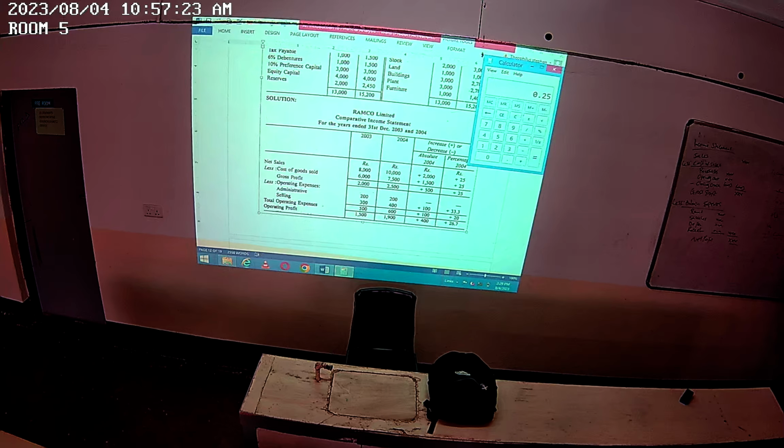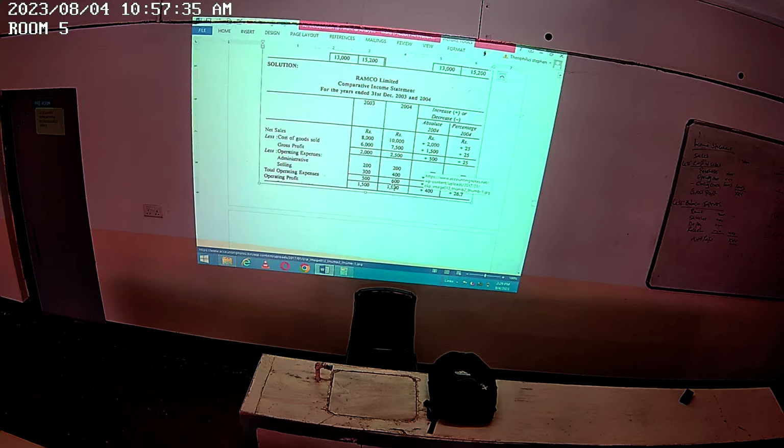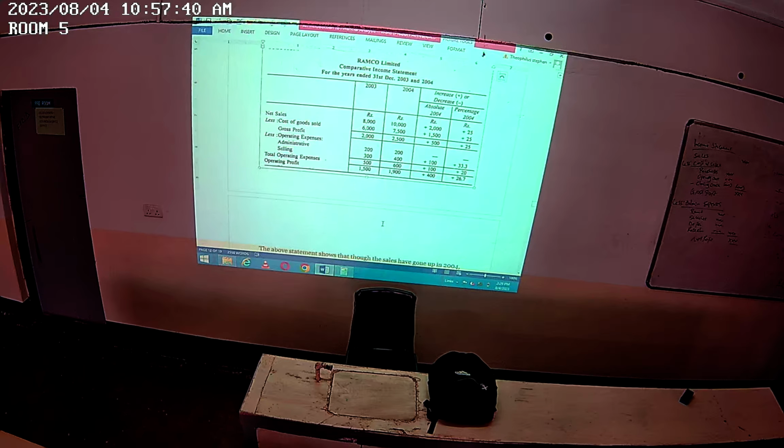So if you go there, you find that everything has been done just like that. At the end, this is the comparative income statement. If you look at it, we can see and interpret the information presented, whether there was a decrease, or it was constant, or there was an increase. It's one of the simplest things.